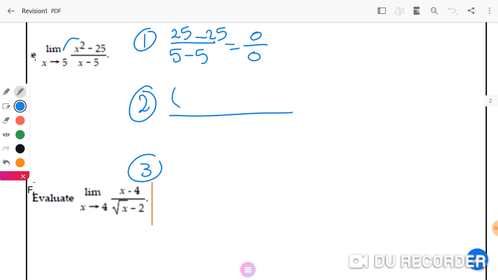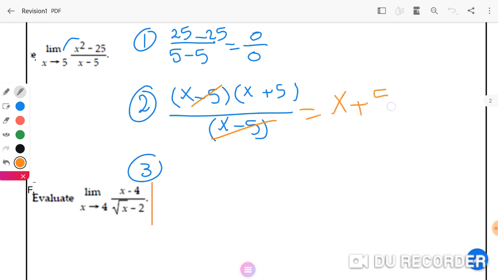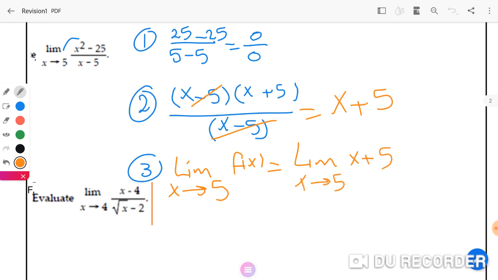In this case, I factorize the numerator: x minus 5 times x plus 5. Here x minus 5. Okay, then cancel the common factor, which is x minus 5, leaving x plus 5. I think it's so easy. The limit of f of x when x approaches 5 is the limit of the redefined function when x approaches 5. I repeat the steps to make you understand the concept. 5 plus 5 will be 10. I think it's so trivial.